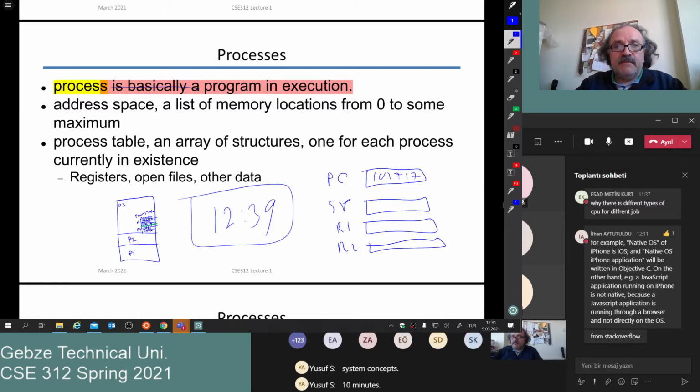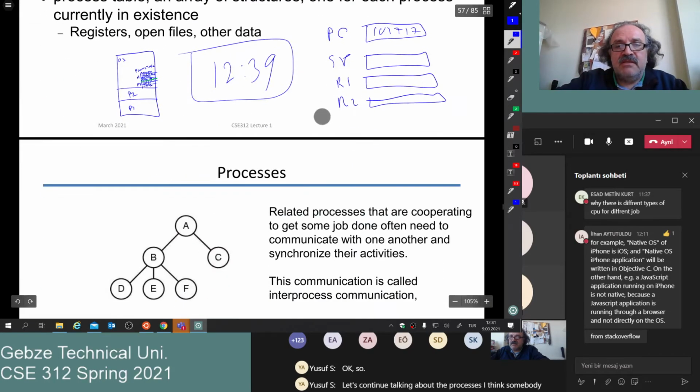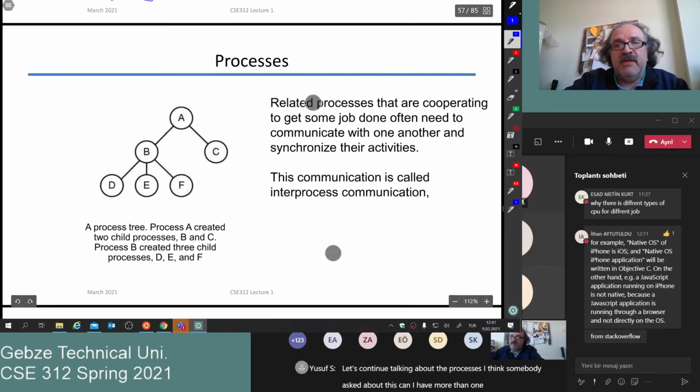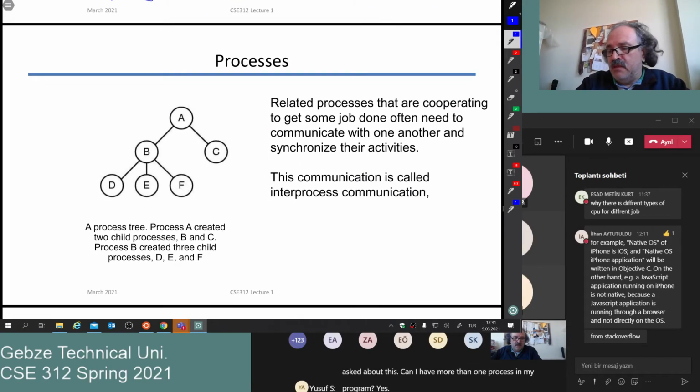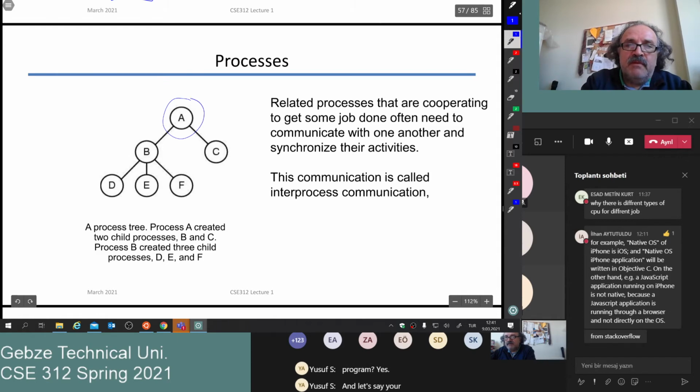Okay, so let's continue talking about the processes. I think somebody asked about this: can I have more than one process in my program? Yes. Let's say your program is A. You could create two more processes.